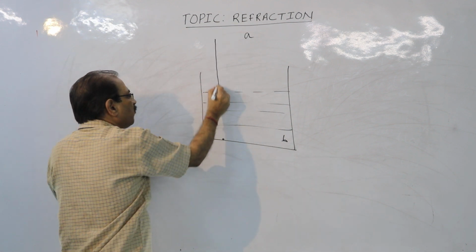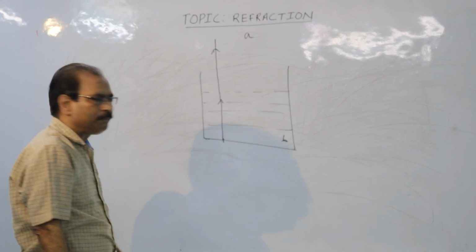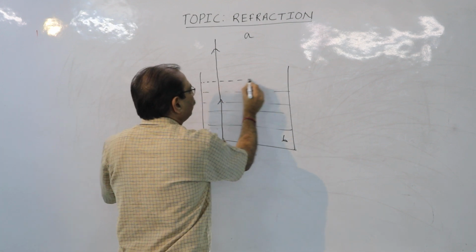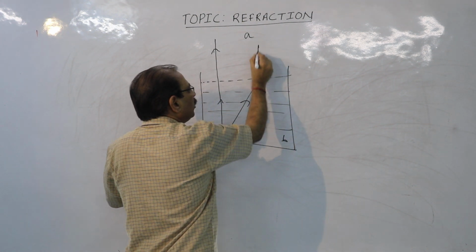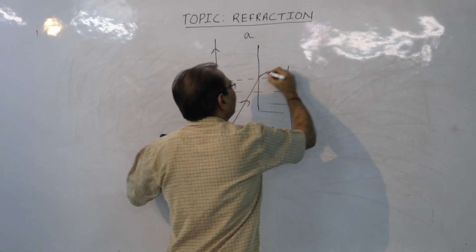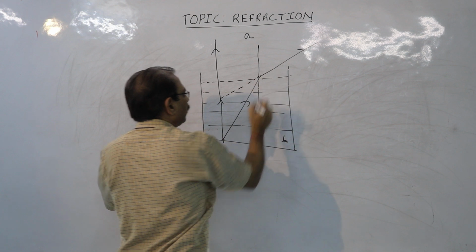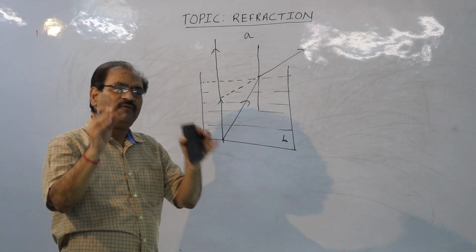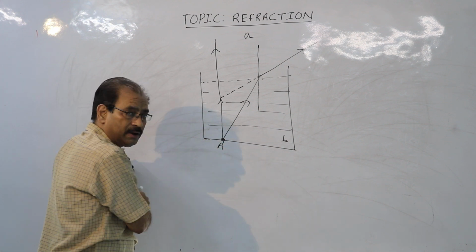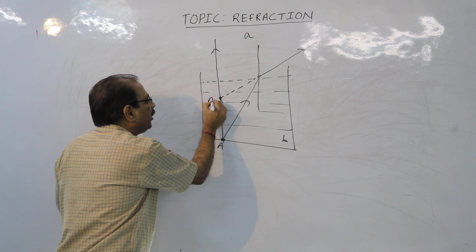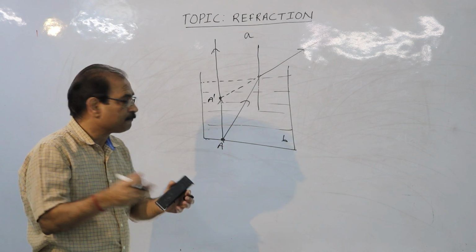See children, first possibility, if the ray is going in this manner, it will go straight. No change will be there in the path. Now another possibility I am taking, if you are somewhere here, the ray will hit, it will go away from the normal, it will bend in this manner. If you see from here, it will appear as if the ray is coming from here. So children, it is very interesting to note that if this point is taken as A, this will be visible at A dash. Alright, this is optical illusion, right?